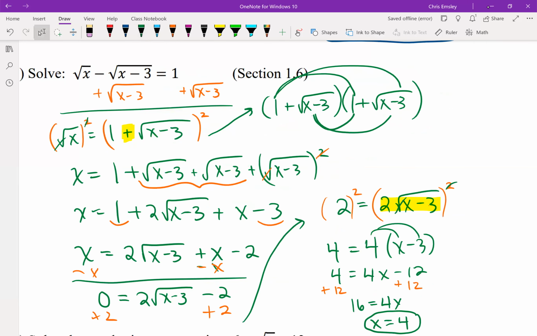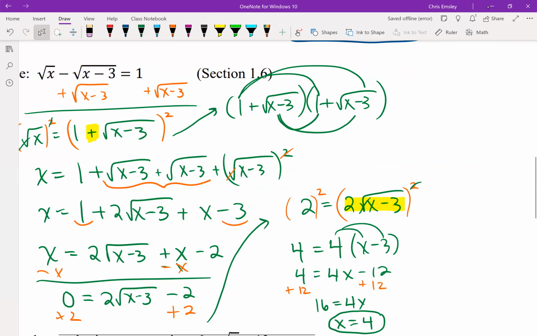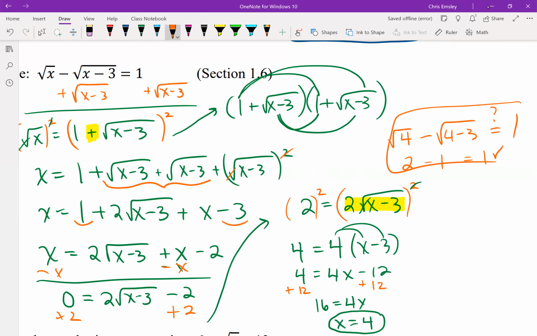So I am going to plug that in. You can kind of do it in your head. You can do it with your calculator. I'm going to write it out over here to the side. So we want to know, does the square root of 4 minus the square root of 4 minus 3 equal 1 for our check? Well, the square root of 4 is 2. 4 minus 3 is 1, and the square root of 1 is 1. So 2 minus 1 is equal to 1. That does check. So that is a good solution.